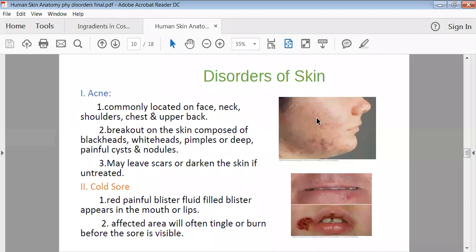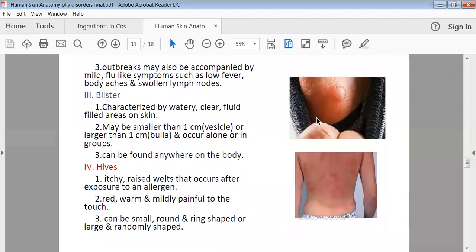Now we'll see what kind of disorders there are of the skin. Generally, acne is a common problem found on your skin. Acne is located on the face, neck, as well as shoulder, chest, and upper back. Then cold sores are there. This is also another type of problem. Red painful blisters appear on the skin. They are called sores.